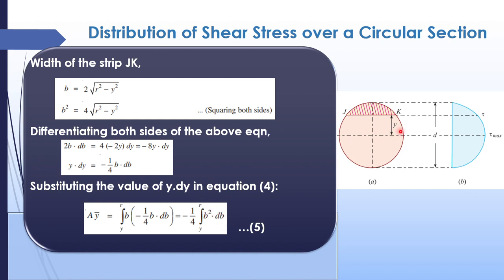Now when we are taking b as the differentiating component, you have to change the limits. We have already provided the limits y and r for y.